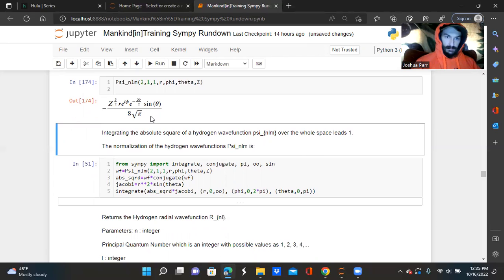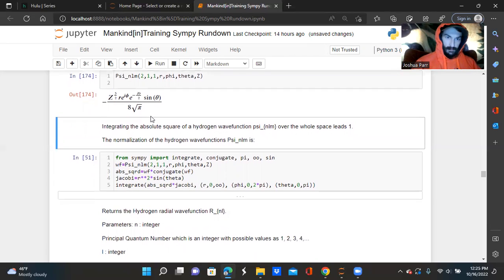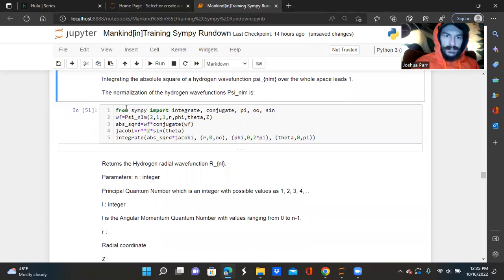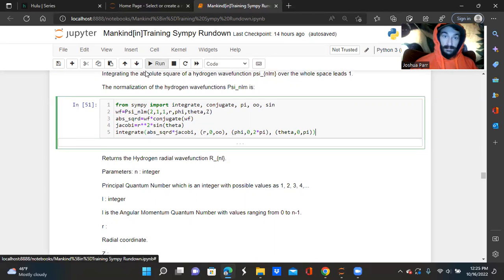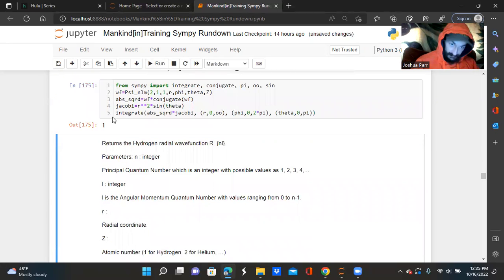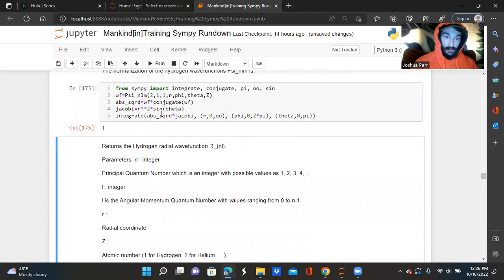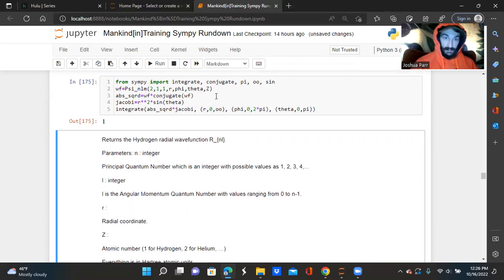Integrating the absolute square of a hydrogen wave function psi of n, l, m over the whole space leads to 1. The normalization of the wave function is done as follows, and you do need to normalize it if you want to do anything with it. And it does indeed return 1, the normalization. I created a Jacobian, I created an absolute squared value of the conjugate of WF, and I defined WF as being the psi function with the parameters.